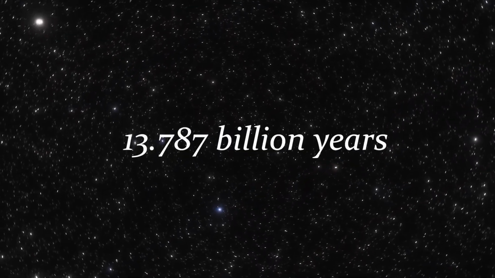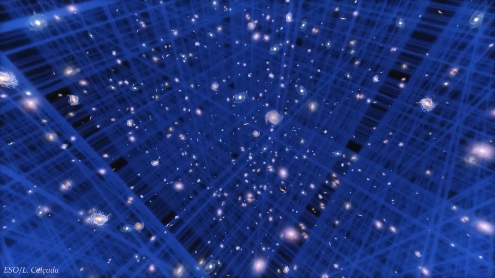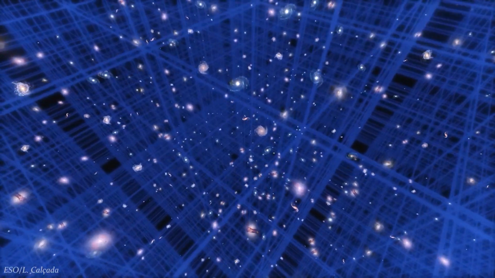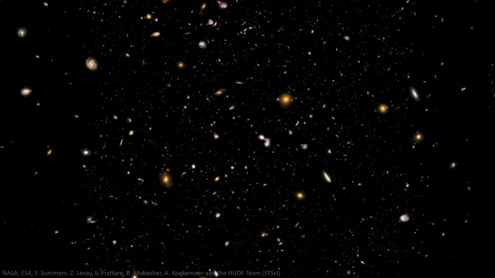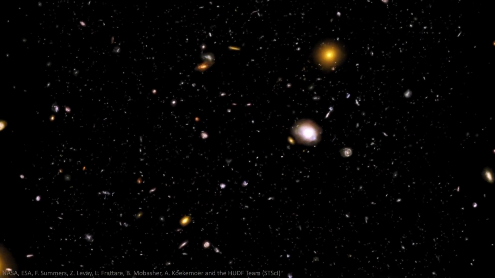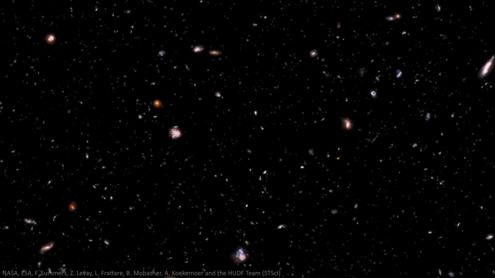Okay, I'm following the plot so far. We've got inflation stretching everything out and smoothing things over. But then how do we get from that smooth state to the clumpy, structured universe we see today? Do those tiny quantum fluctuations we talked about earlier play a role? They're the stars of the show.